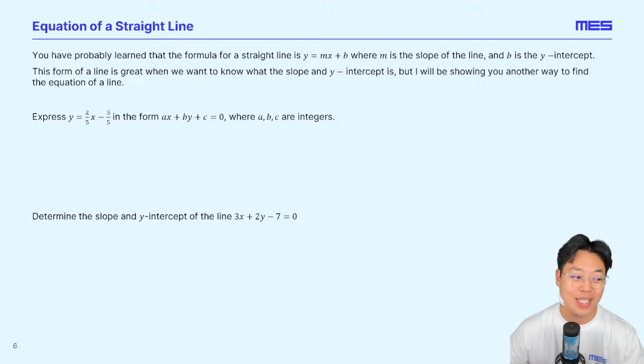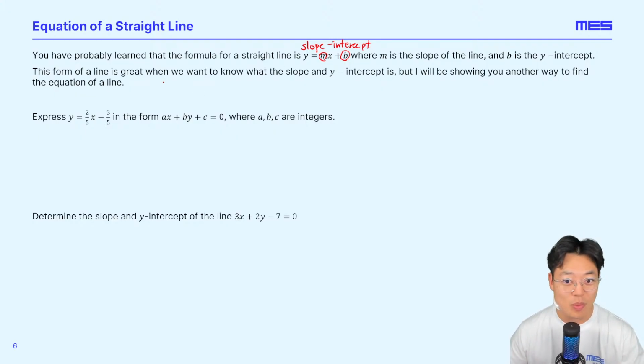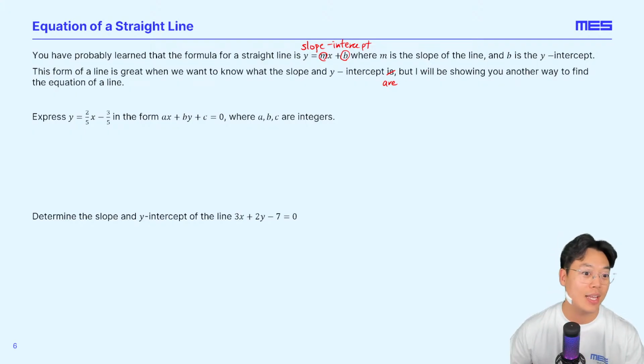We used to call this, if you know, let me know in the chat what we used to call y equals mx plus b. What form of a line is this called? We have a slope, and b is what we called our y-intercept. So we have slope-intercept form. This form of a line is great when we want to know what the slope and y-intercept are. But I will be showing you another way to find the equation of a line.